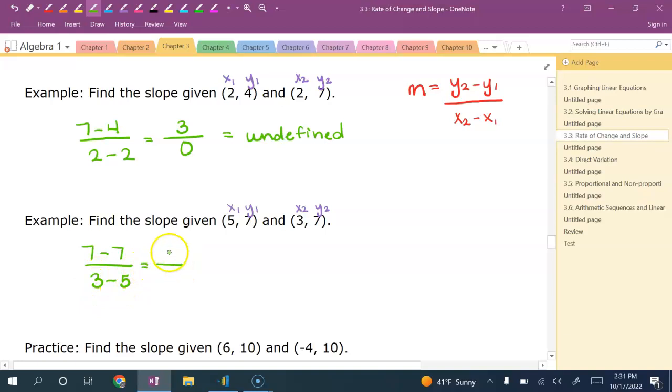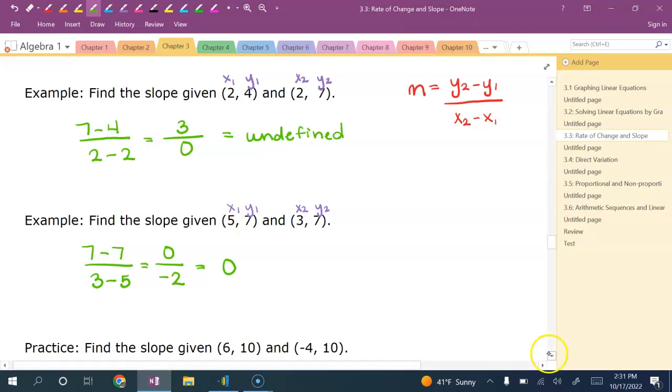Well, 7 minus 7 is 0. 3 minus 5 is negative 2. But 0 divided by anything is going to be 0. So this would have a 0 slope. So this would be when it was like a y equals, and this one would be y equals 7. And so it's going to be a flat horizontal line.